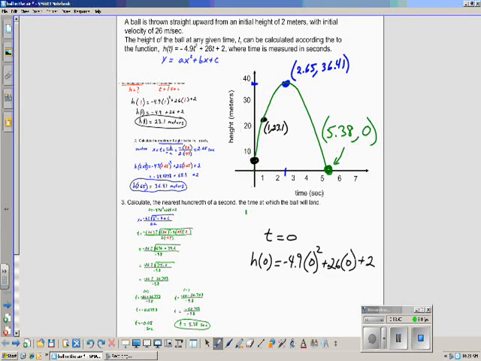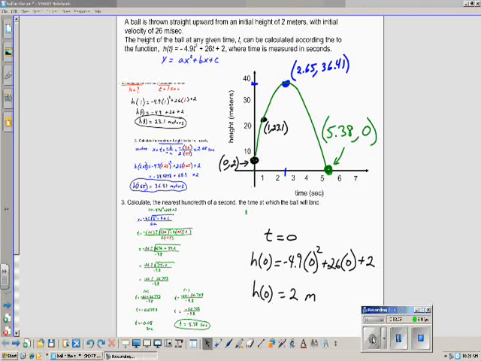So if I simply type in time equals 0, I can find out where the ball was at that time. And you see I've plugged in 0 for all my t's, and I come up with an answer: the height of the ball when the clock reads 0 is 2 meters. And you can see that is my y-intercept. And you can do that anytime you're looking for the y-intercept.